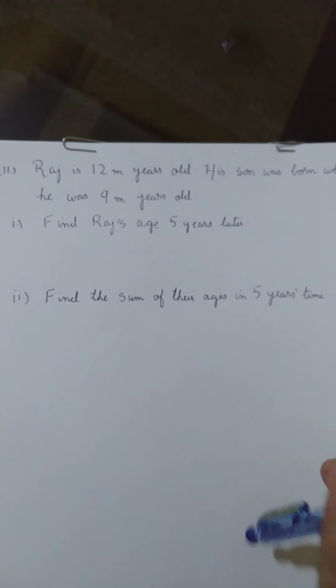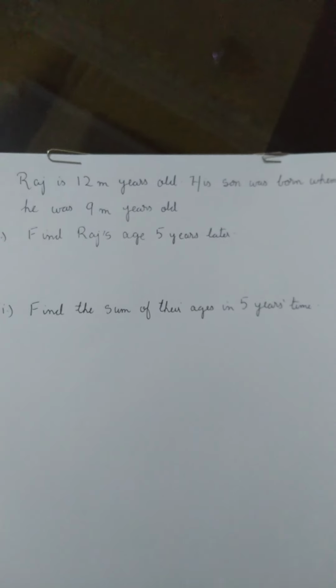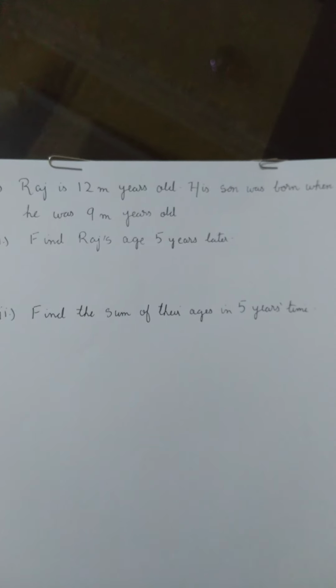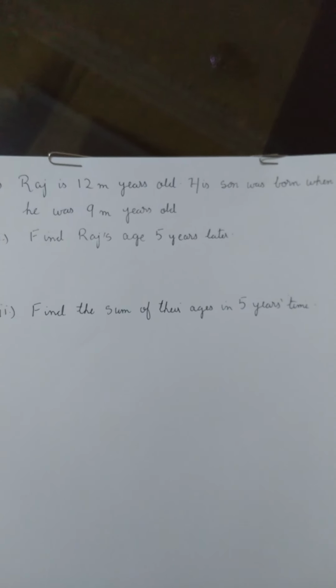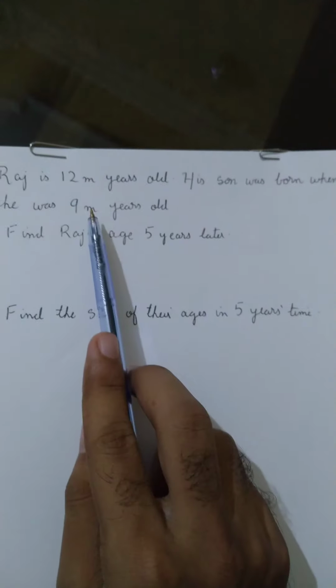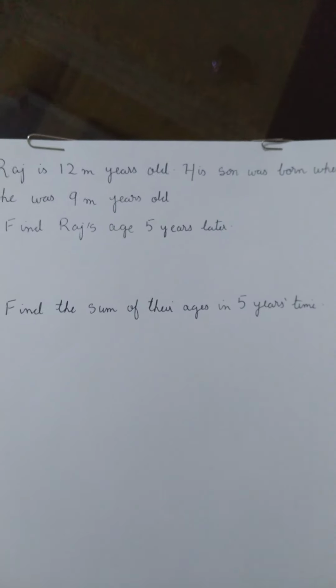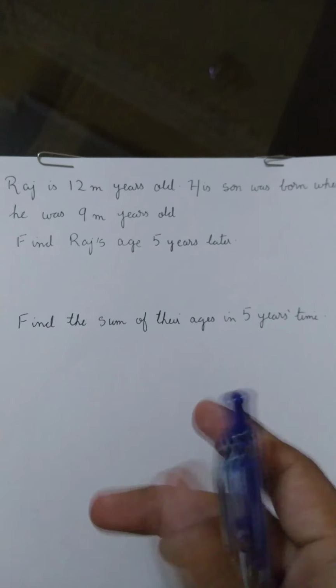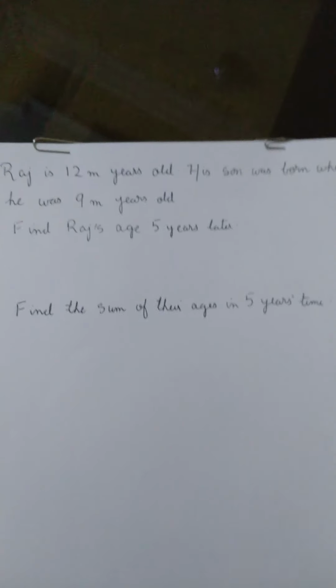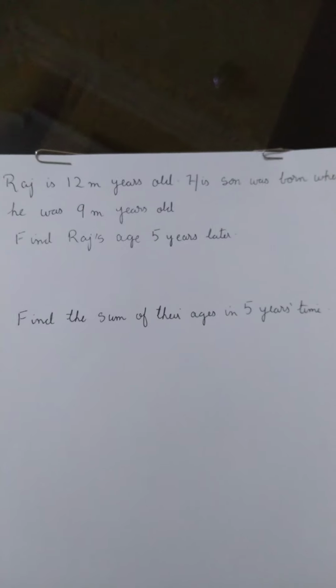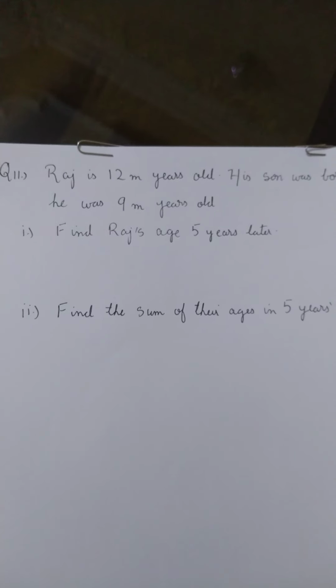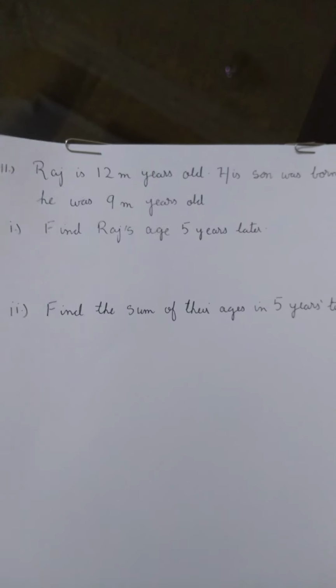It says Raj is 12m years old. His son was born when he was 9m years old. Don't be confused by this m, it's just a variable given to show the age of the persons involved in the question. So 9m is just an age. Part 1 says find Raj's age 5 years later.